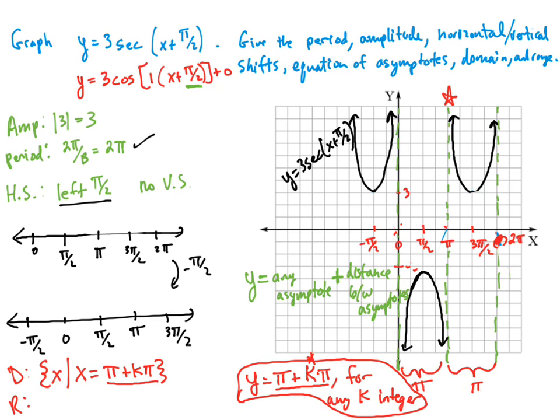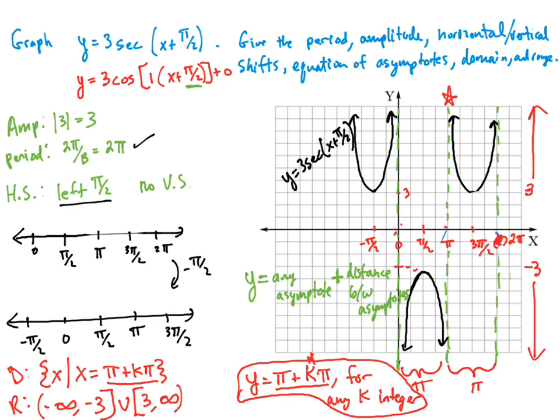And then the range is, well, the smallest y value is -3, and the largest, the cutoffs are at -3 and 3. So we have all of these y values and all of these y values. So the range is going to be -infinity to -3. We're going to include -3 because the graph actually passes through there, union 3 to infinity.